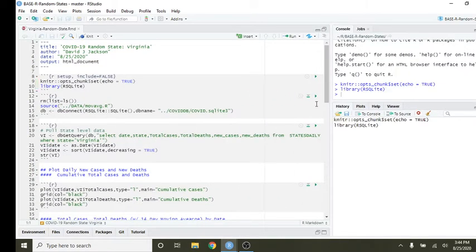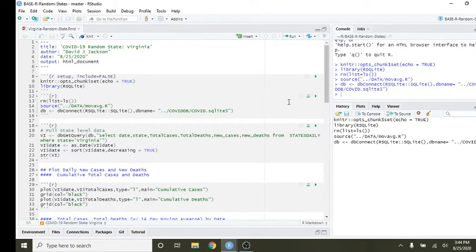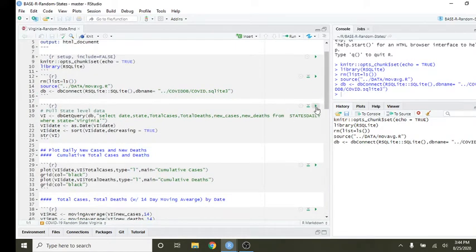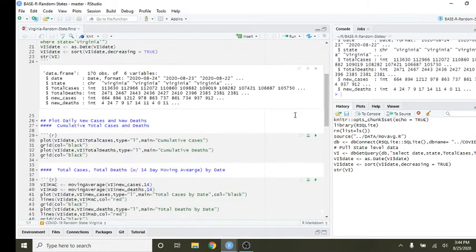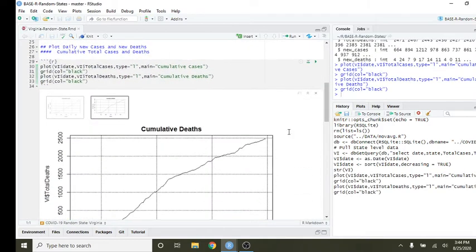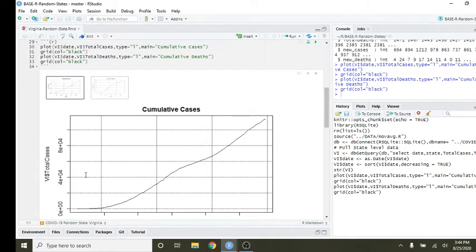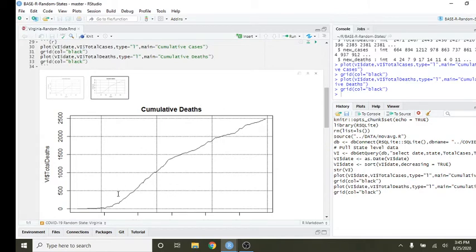Let's load our libraries. Let's load our first database. Let's pull a query on the database. Let's plot cumulative deaths and cumulative cases, as you would expect in a cumulative total. It's a steady increase. Deaths is a little more interesting because it does seem to have some more bumps in it.